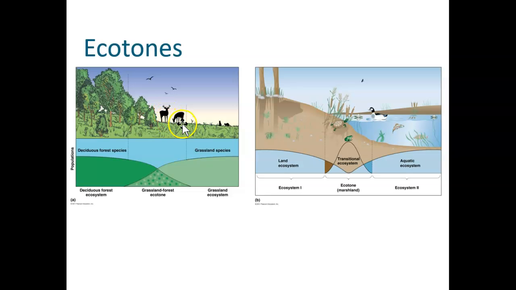The animals that we're most familiar with are the plants and animals that live in the ecotones. For instance, I live in a forest, but I have a lawn, and so I have critters that live in that kind of ecotone.